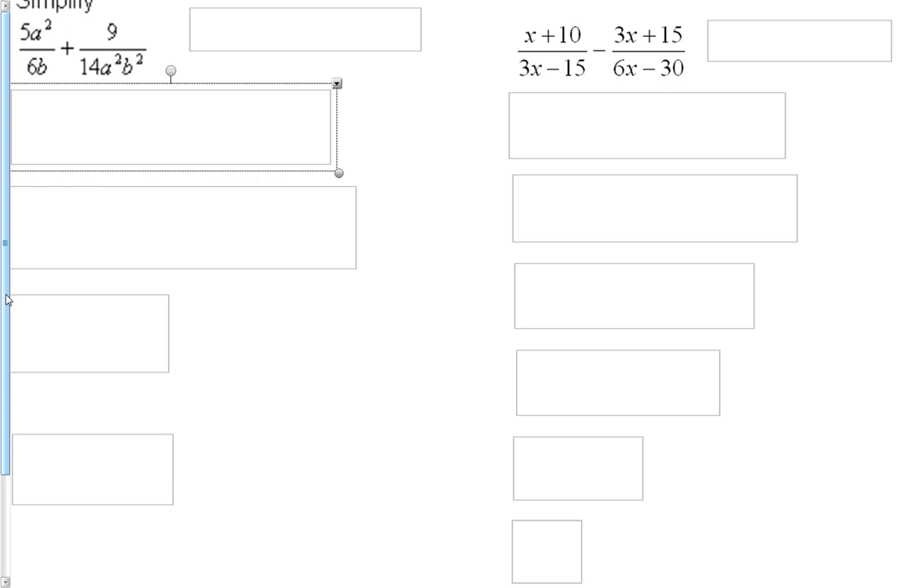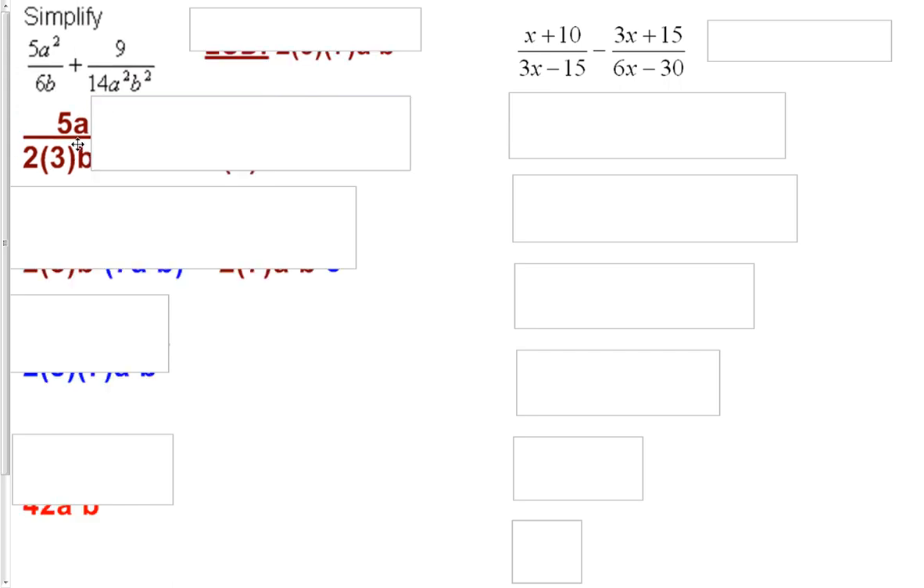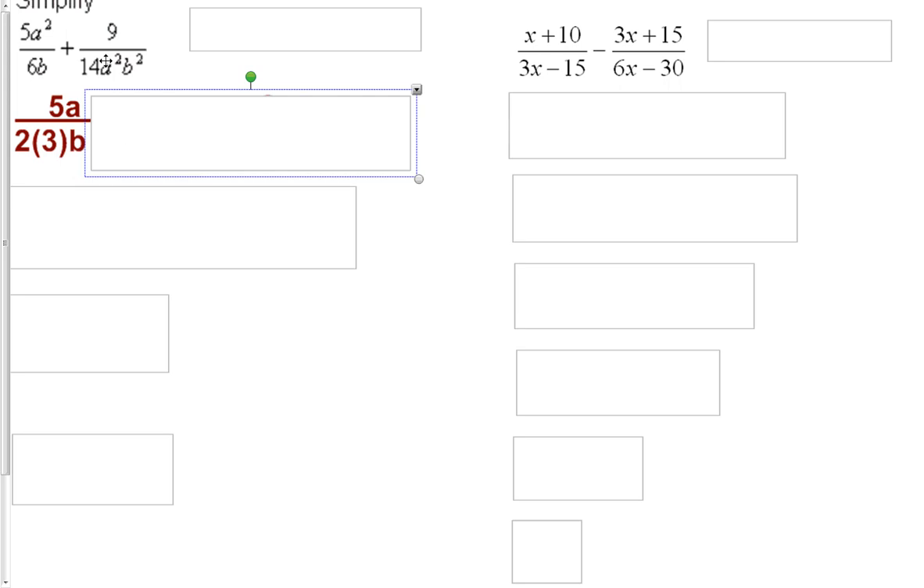So let's take a look at some of those more complicated expressions. In this problem, we have 5a squared over 6b plus 9 over 14a squared b squared. We need to find our common denominator because we can't add these without a common denominator. And in order to do that, we factor each denominator as far as it can go. So let's look at 6b first. We know that 6 goes down to 3 times 2, so we'll write that as 3 times 2 in the denominator. And we, of course, leave our b. On the right side here, 14 factors into 7 times 2, and then we leave our a squared and b squared there.